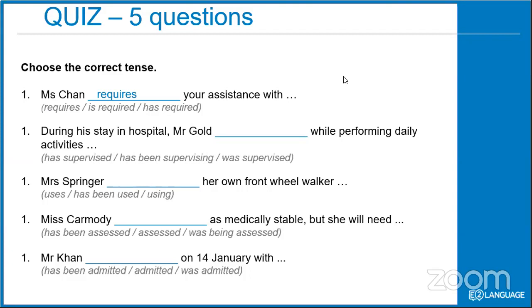Ms. Chan requires your assistance with number 2. Forget that it says number 1. During his stay in hospital, Mr. Gold was supervised while performing daily activities. Number 3, Mrs. Springer uses her own front wheel walker. I guess that's number 4. Miss Carmody has been assessed as medically stable, but she will need. And number 5, Mr. Khan was admitted on the 14th of January. Okay, there you have it.